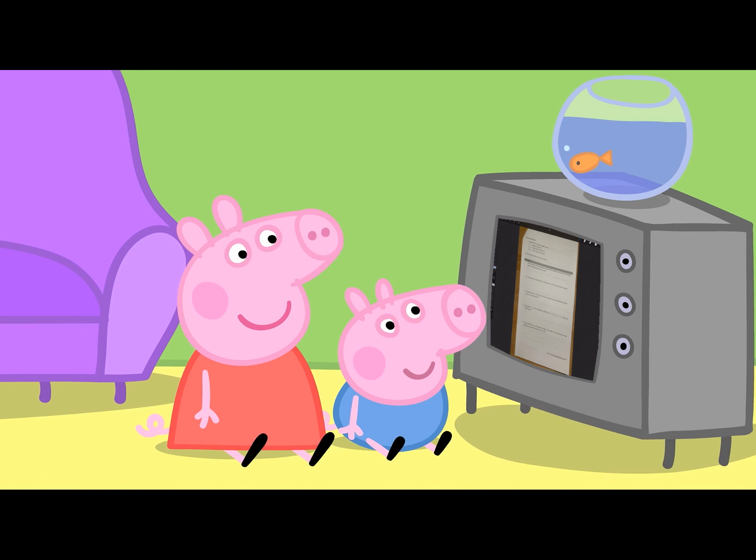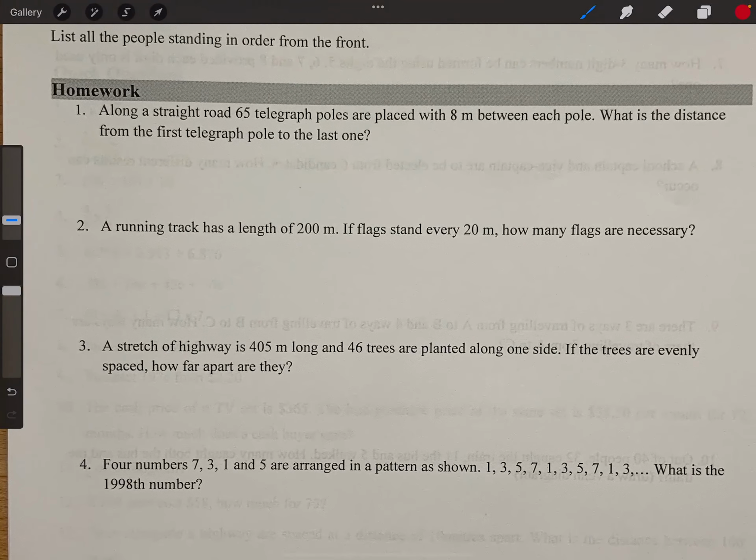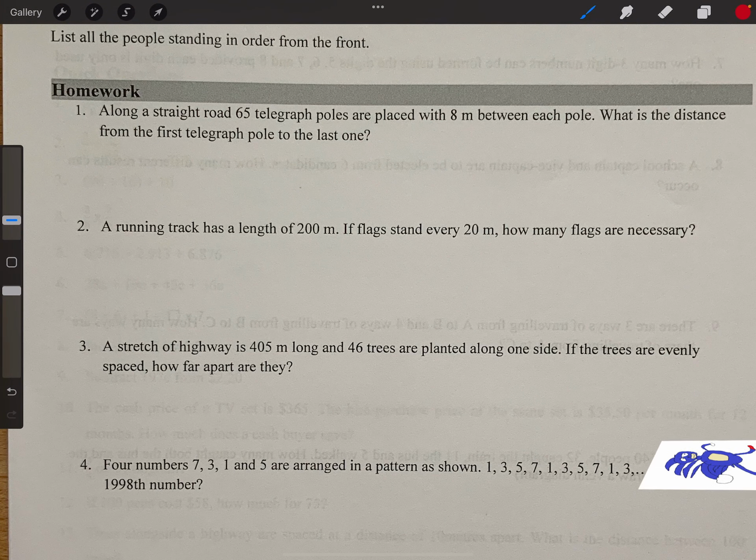On page 5, question 1. Along a straight road, 65 telegraph poles are placed with 8 meters between each pole. What is the distance from the first telegraph pole to the last one?